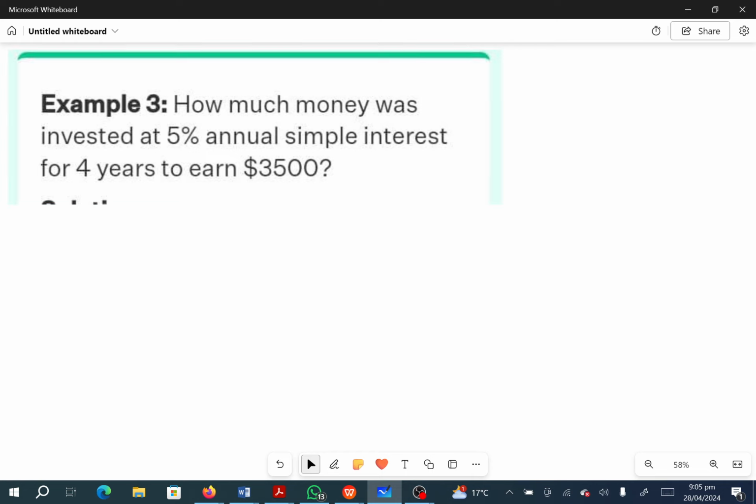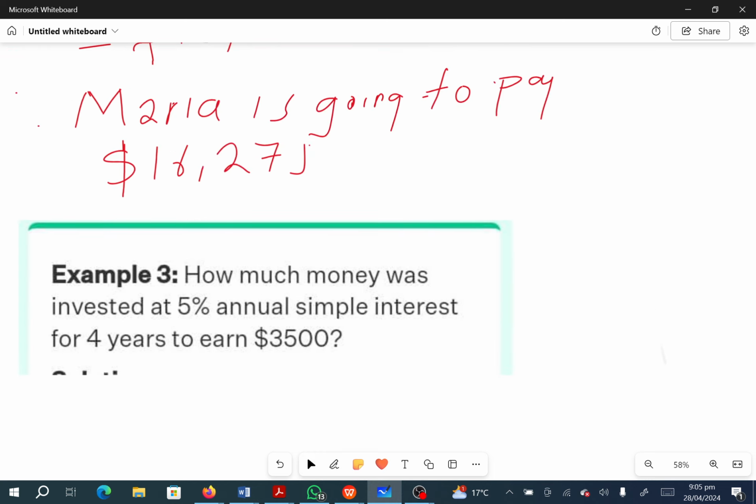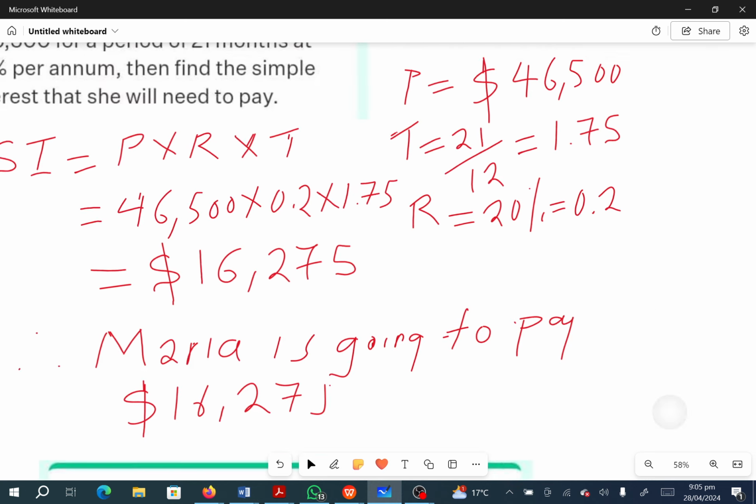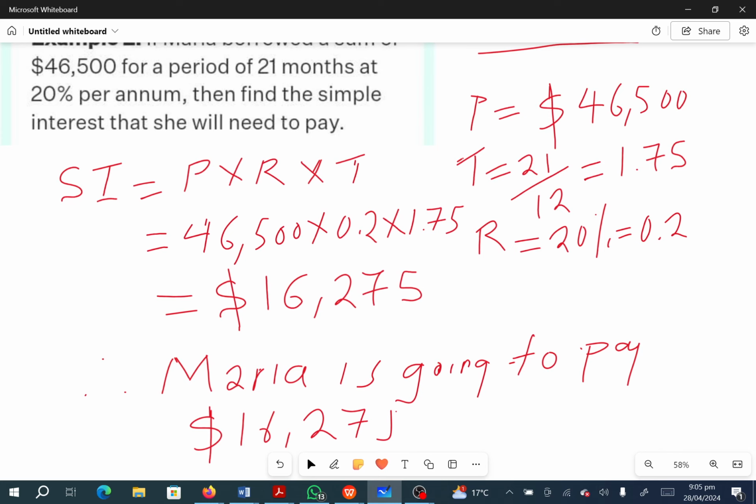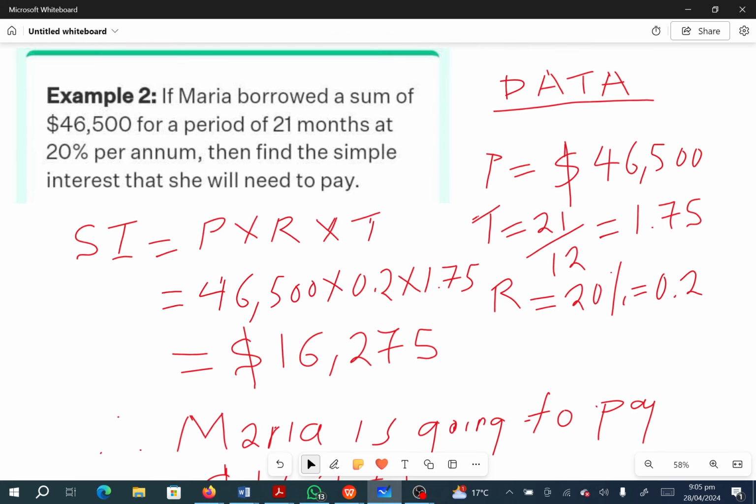I think I'm confused somewhere. What are we calculating here? It's simple interest. So example 2 was saying find the simple interest that she will need to pay. Yes. So which formula are you using? The A equals P brackets 1 plus, or the other one, the one you wrote P times R times T. I think I'm confused with that one.